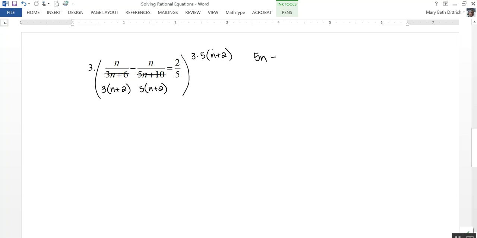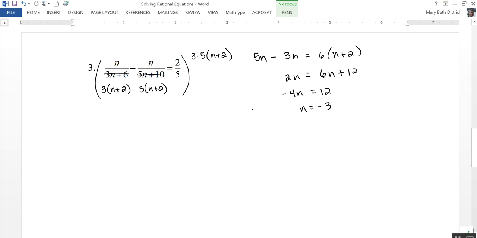minus, and then when I do my second one, I will have the 5 and the n plus 2 will cancel, minus 3n is equal to, and then all that cancels out here is the 5's, 6 times n plus 2. That's the original 2 times the 3. So 2n equals 6n plus 12, which becomes negative 4n equals 12, so n is equal to negative 3.